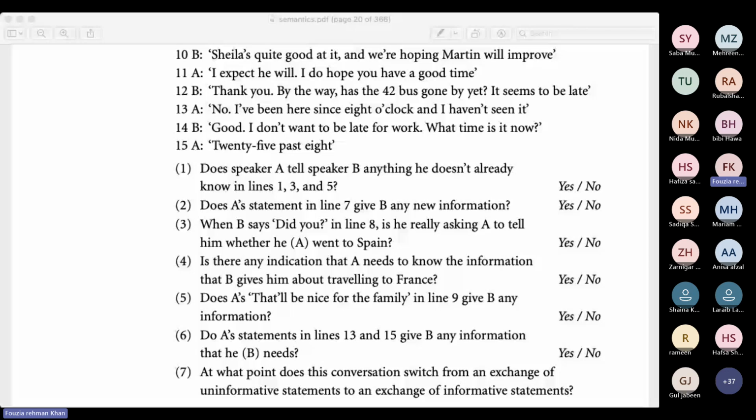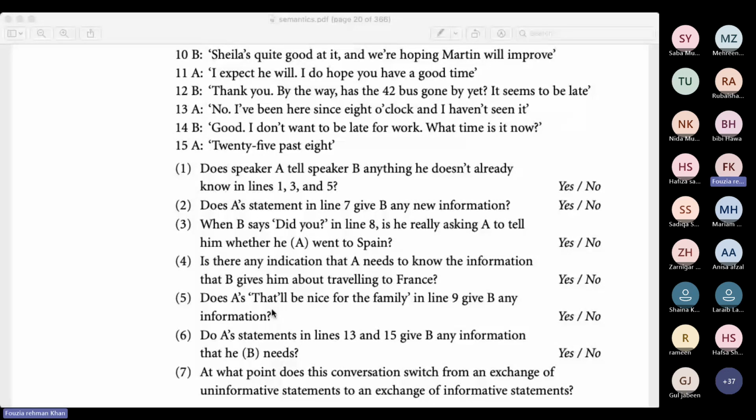Okay, now let's move. Is there any indication that A needs to know the information that B gives him about traveling to France? I don't think so, right? It's just that they did not ask, but they are giving some kind of information. But A never needed that information, okay?